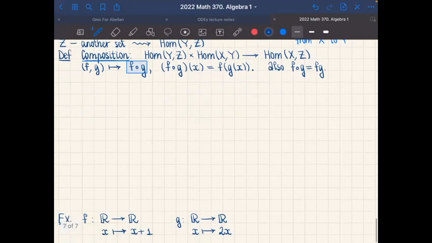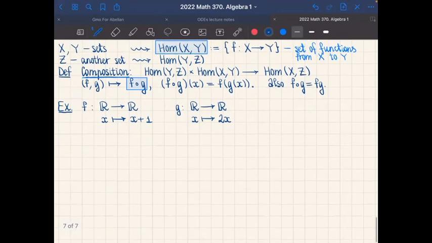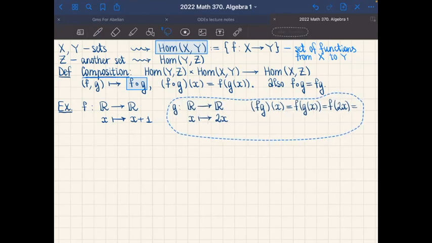Let us consider an example. If all of the three sets are the set of real numbers, then I can compose f that sends x to x plus 1 and g that sends x to 2x. And what I will get is the following. So fg evaluated at x will be f of g of x. It will be f of 2x. And then we shift 2x by 1.